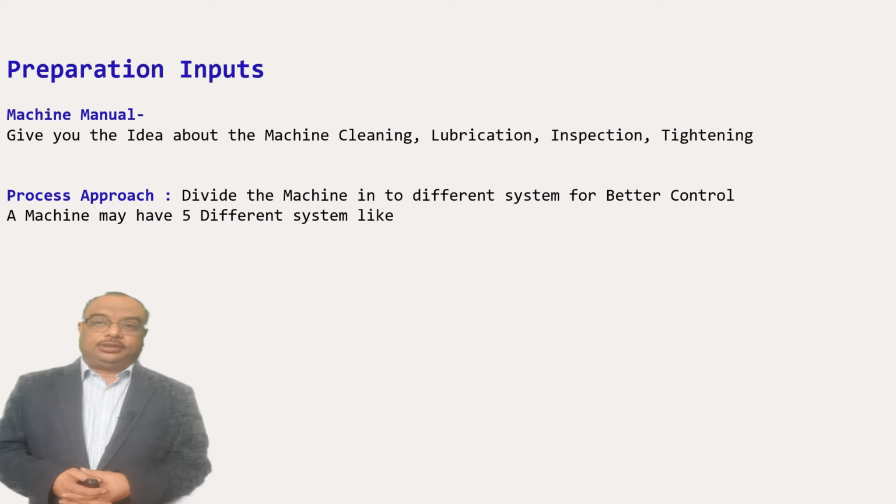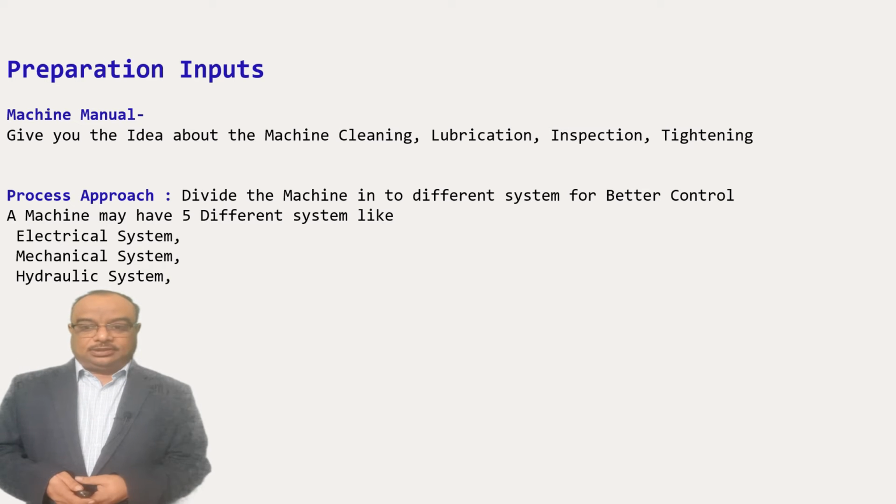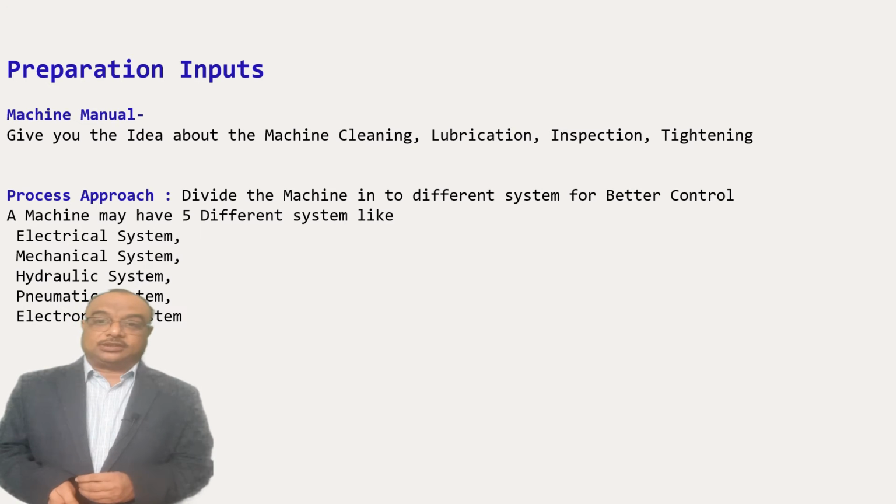Here, I have defined that a machine may have different systems. What are those systems? A machine may have an electrical system, mechanical system, maybe a hydraulic system, pneumatic system, or electronic system. Now, if we focus one by one on each and every system, then you can create a good preventive maintenance check sheet. Otherwise, if you miss any system, there is a possibility of breakdowns. That's why it is very important to use this process approach.